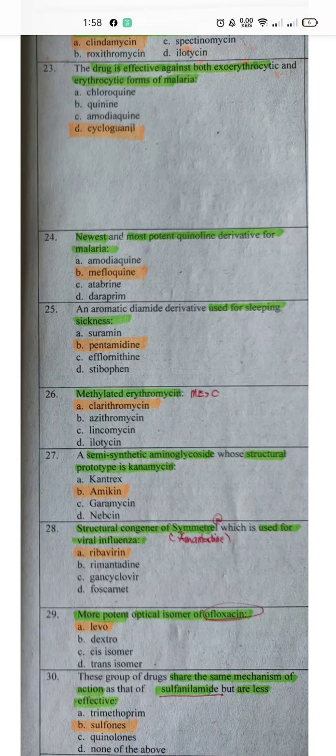Number 27, a semi-synthetic aminoglycoside whose structural prototype is kanamycin, that is your Amikin, also known as amikacin. It is a semi-synthetic aminoglycoside first prepared in Japan. Its prototype is kanamycin.